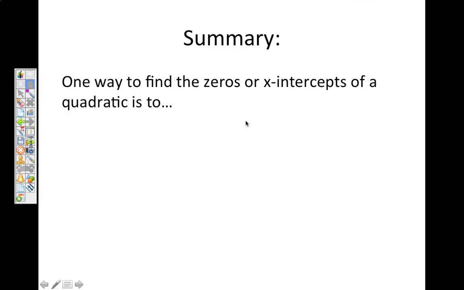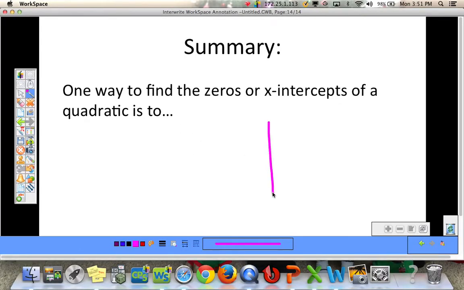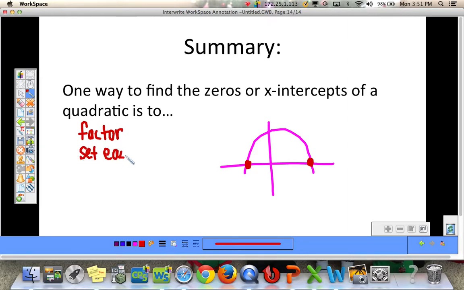Summary. One way to find the zeros, or the x-intercepts, of a quadratic. So again, if we're talking about something like this, here are the zeros or the x-intercepts. You could factor, and it's called the zero product property, but set each factor equal to 0 and solve.